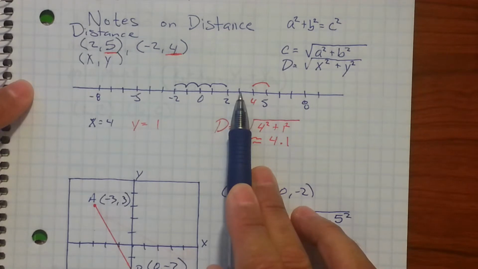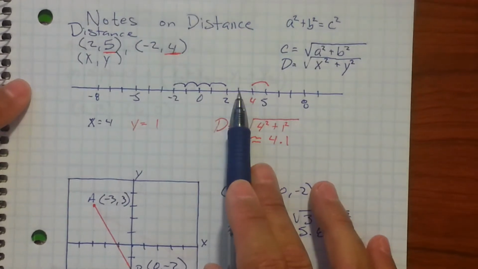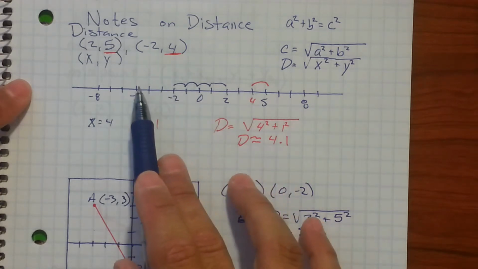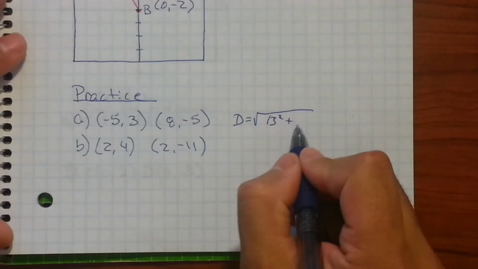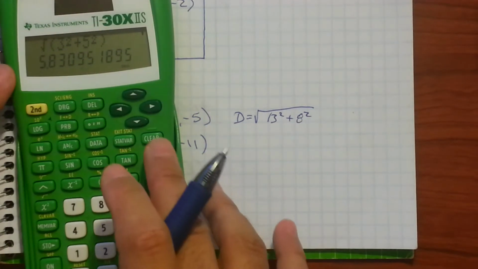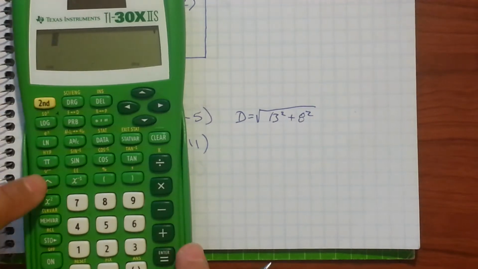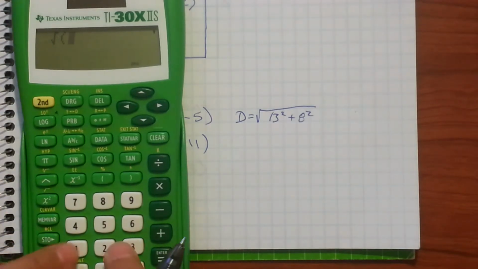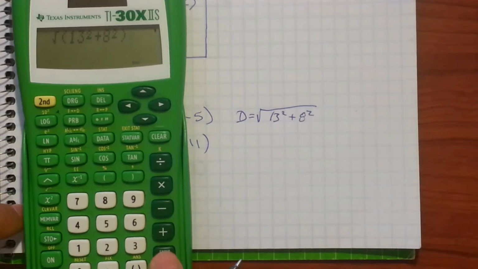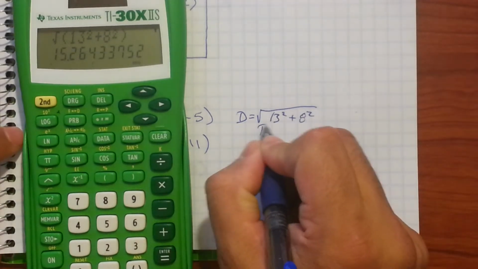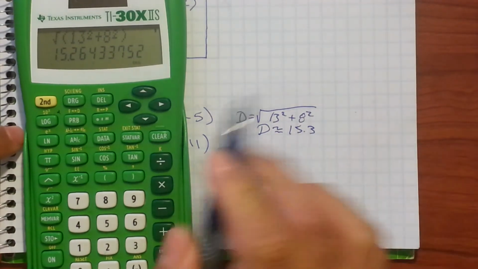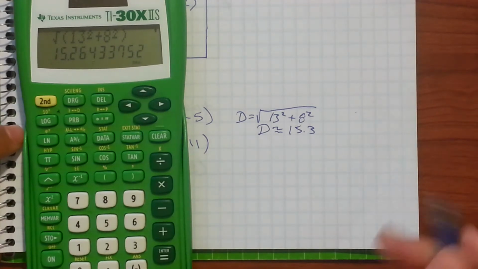So I'm going to count backwards on this one. So from 3 to negative 5. So it's 1, 2, 3, 4, 5, 6, 7, 8. That one's going to be 8 squared. So square root 13 squared plus 8 squared, close, and I should get d is about 15.3 because that 6 makes the 2 round up.